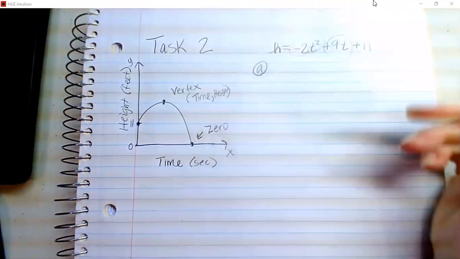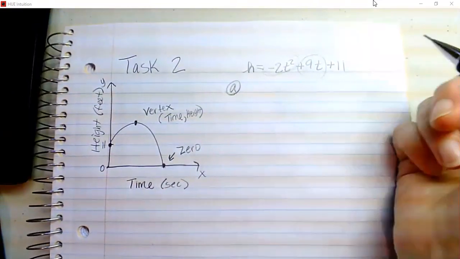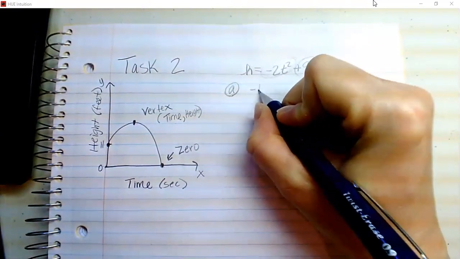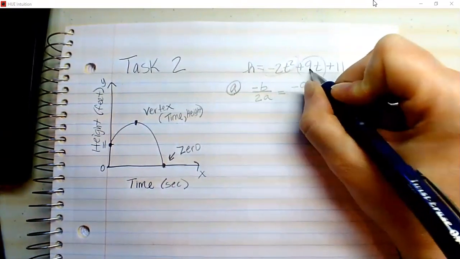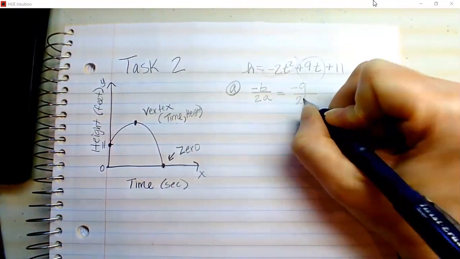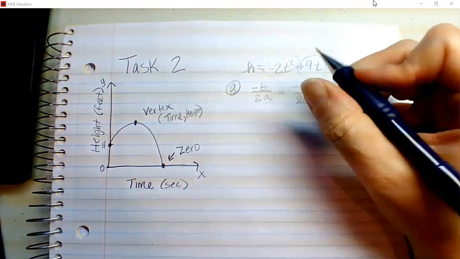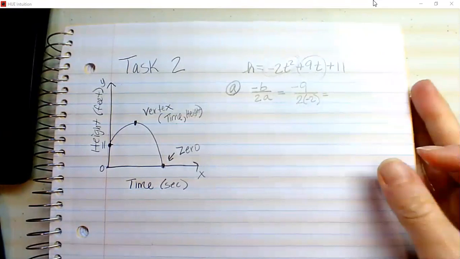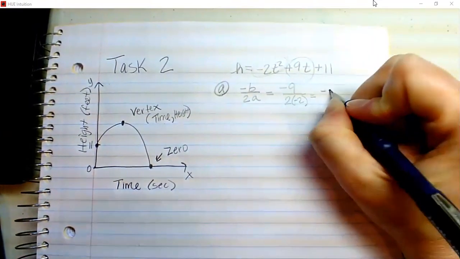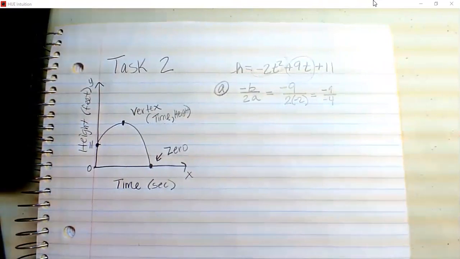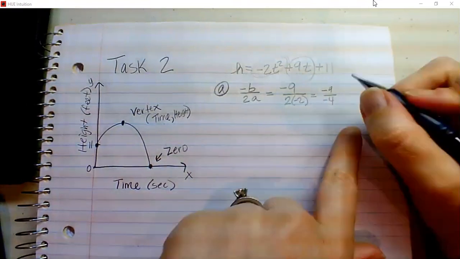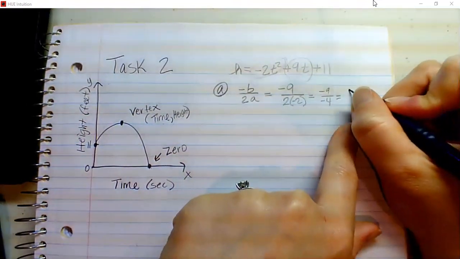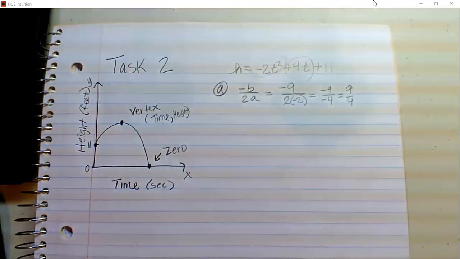Part A, if I want the y value of the vertex, I first have to find the x value of the vertex. And to do that, I need my vertex formula, negative b over 2a. So negative 9, because b is 9, over 2 times whatever a is, which happens to be negative 2. So negative 9 divided by negative 4, right? Let me adjust my lighting a little bit in here because it's kind of hard to see. There we go. Negative divided by a negative is a positive, right? So 9 divided by 4, that's going to give us what? 2.25?